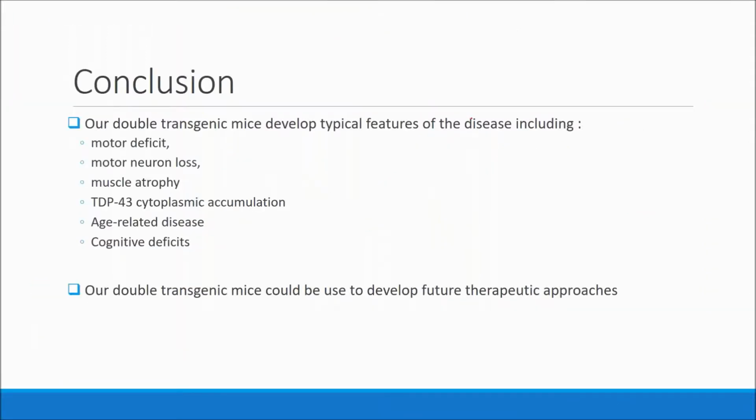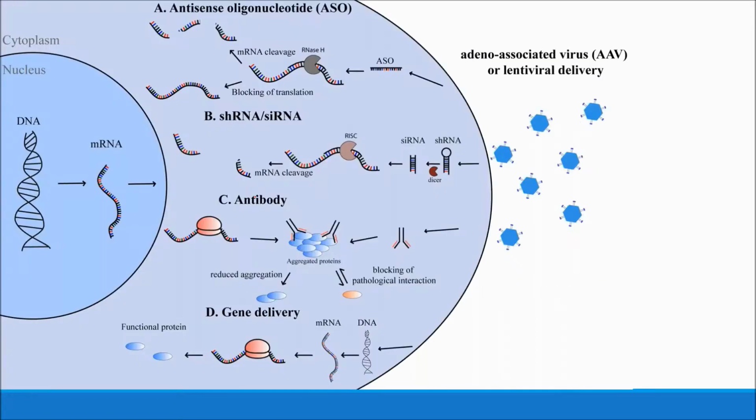So in first conclusion, we can see that our model has a lot of features resembling the disease, such as motor deficit, motor neuron loss, muscular atrophy, TDP-43 pathology, age-related disease, and some cognitive deficits. So we think that our mice could be used to develop future therapeutic approaches.